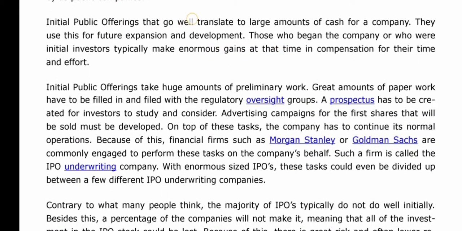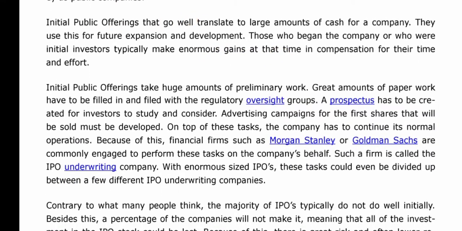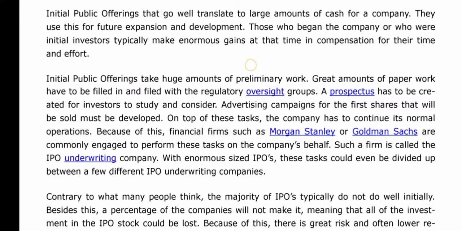An initial public offering that goes well translates to a large amount of cash for the company. They use this for expansion and development. Those who began the company or who were initial investors typically make enormous gains, at times as compensation for their time and efforts.